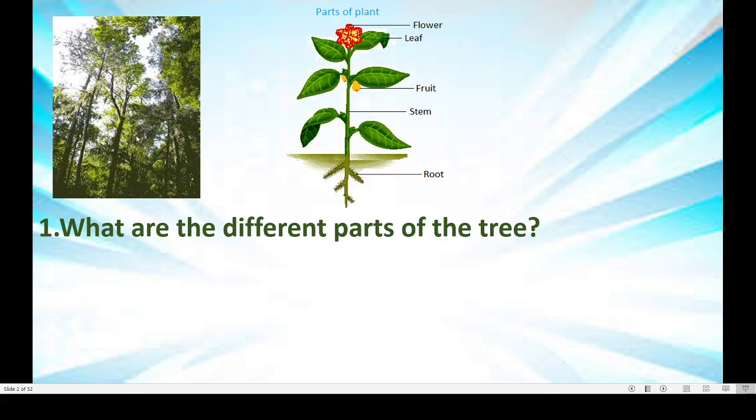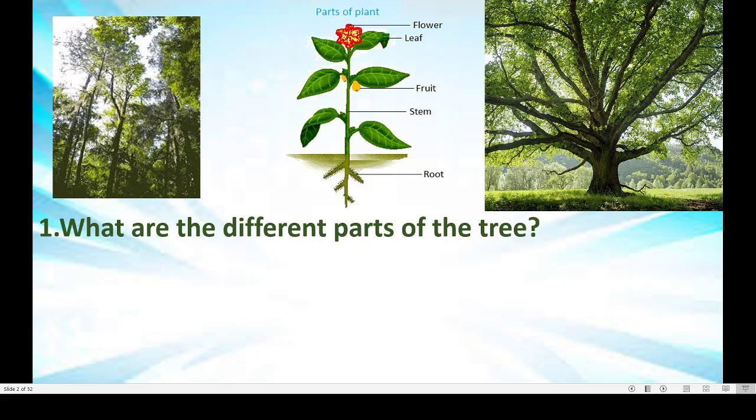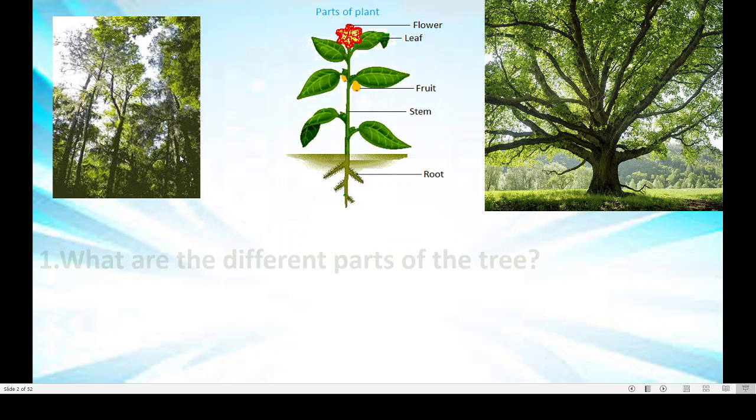We can see the same parts in the trees also. Correct? A tree also has branches, leaves, flowers, fruits, and a big strong stem, that is called the trunk, isn't it? Okay, we got the answer for this question, that is, what are the different parts of the tree. Now we will move to the second question. Before that, observe this tree. So big tree, right? This is the stem and so many big branches are there. Then from them you can see the small branches, isn't it? Okay, we will go through the second question.